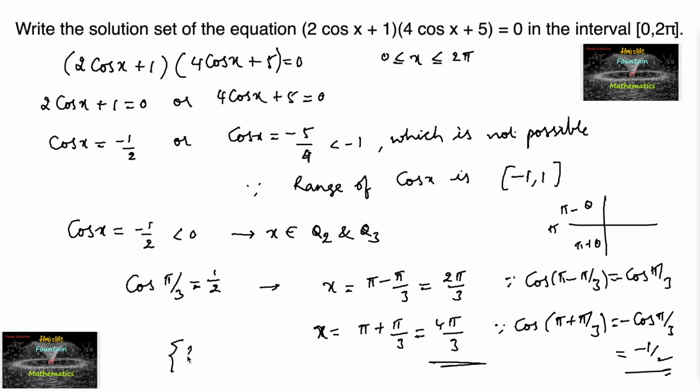So we can write the two answers, 2 pi by 3 and 4 pi by 3, is the solution set for x. Okay, right. Thank you.